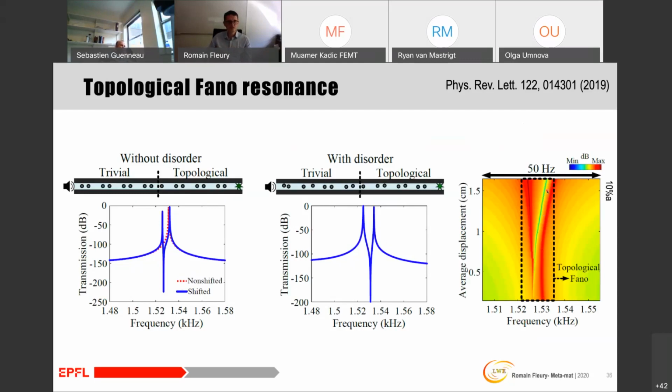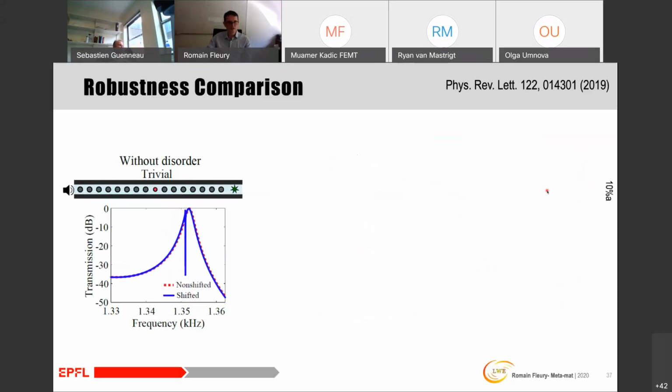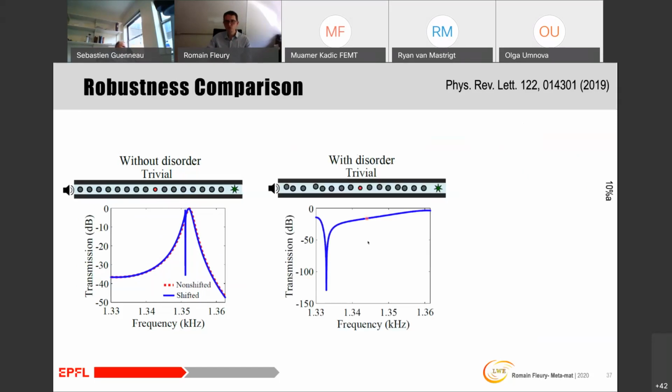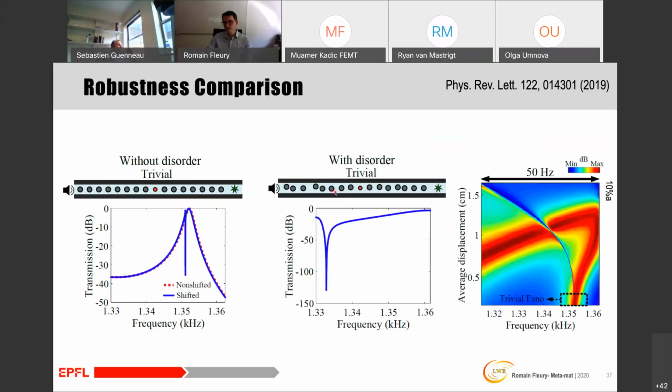It's very different from a Bragg kind of Fano resonance that I make using a defect where I have this Fano when everything is perfect, but when I put disorder, it goes away. And here I put the same amount of disorder as in the topological case, which is 10% of the lattice constant, and this is what happens continuously. So we see that the modes go away from the frequency range.